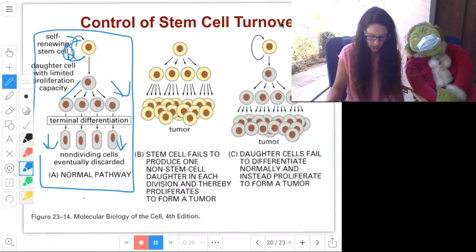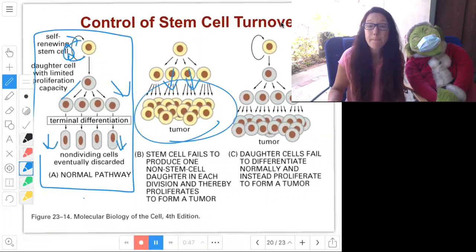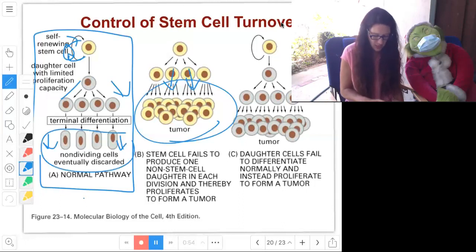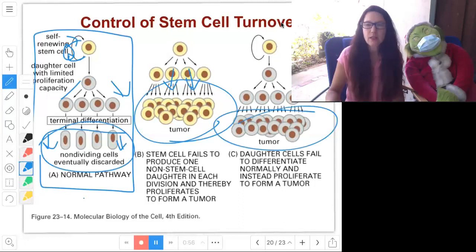Great. What if the stem cells don't produce one non-stem cell and one stem cell, and they all just start reproducing themselves? That can form a tumor. That can become cancer. Bad. And what about if the daughter cell never differentiates normally, never gets to this non-dividing state and creates a tumor?